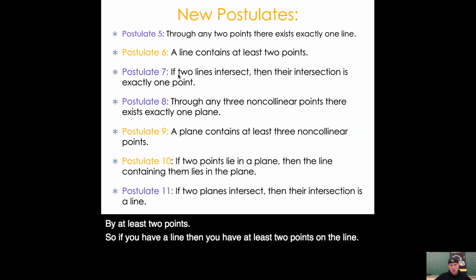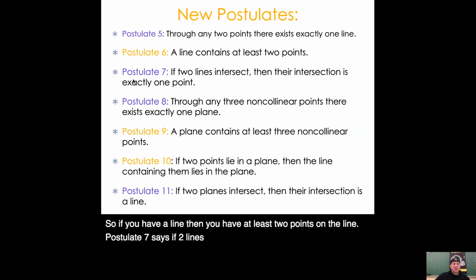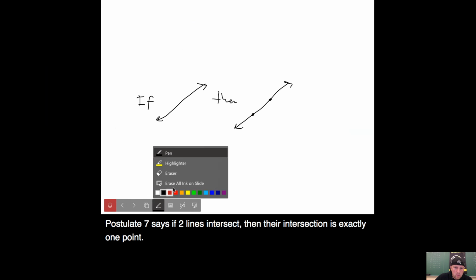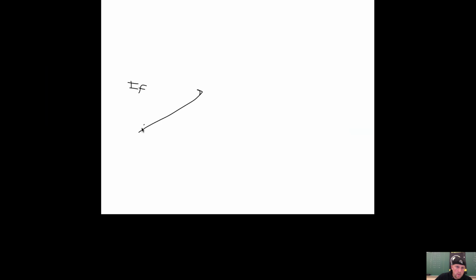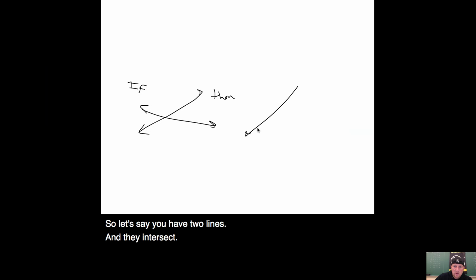Postulate 7 says, if 2 lines intersect, then their intersection is exactly 1 point. So let's say you have 2 lines and they intersect. Where do they intersect? They intersect at exactly 1 point. If 2 lines intersect, then they intersect at 1 point.